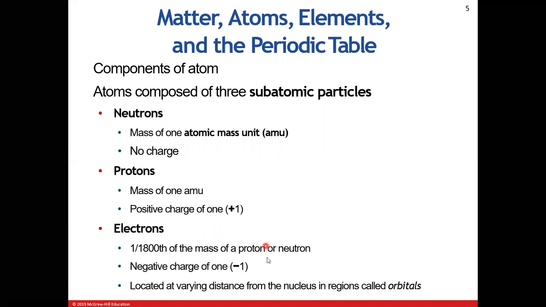So for all intents and purposes, electrons don't have a mass, and so we actually don't give them a mass of any atomic mass units. Now, as far as the location goes, we're going to find that protons and neutrons are found within the nucleus of an atom, whereas electrons are in orbitals, located at varying distances from the nucleus region.